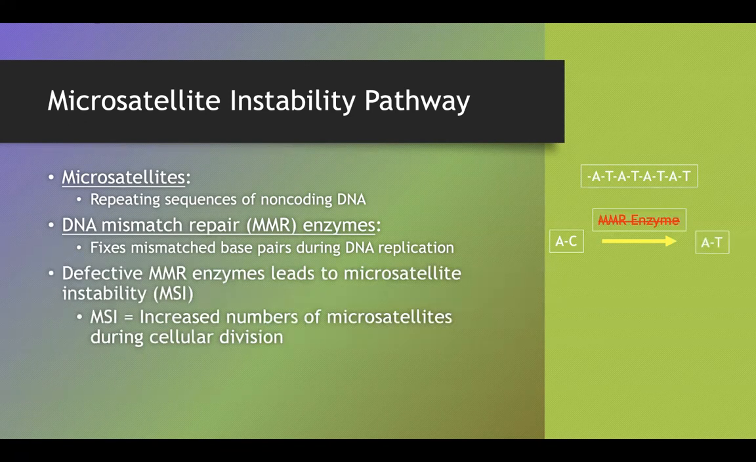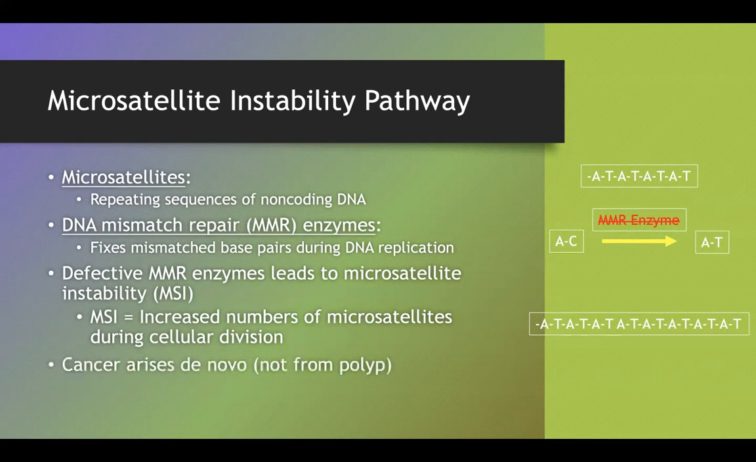So on the right here, if you don't have your MMR enzyme, what's going to happen is that you have these elongating chains of microsatellites. And when you have these elongating chains of microsatellites and defective mismatch repair enzymes, it can ultimately lead to cancer. And this cancer does not arise from a polyp like our previous one. It just arises out of thin air.